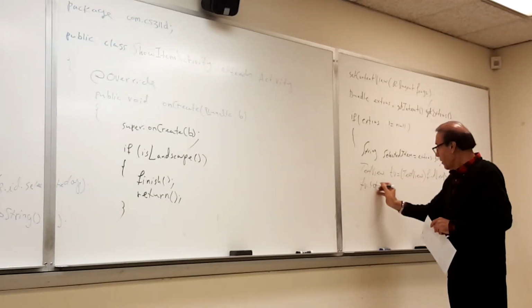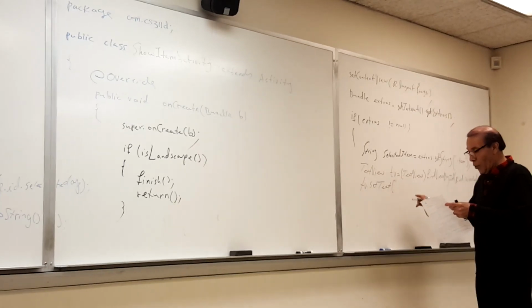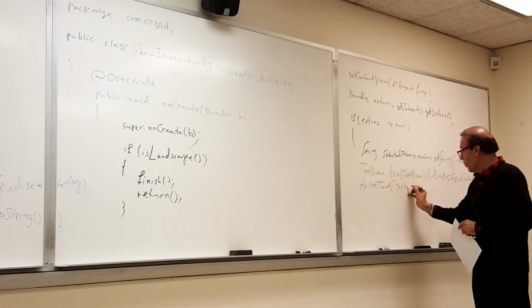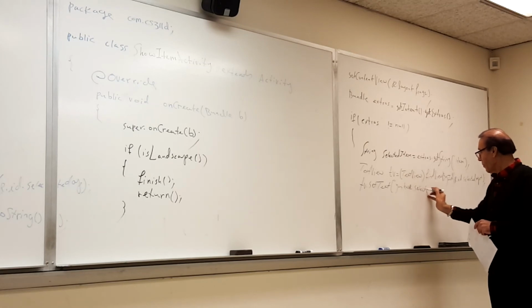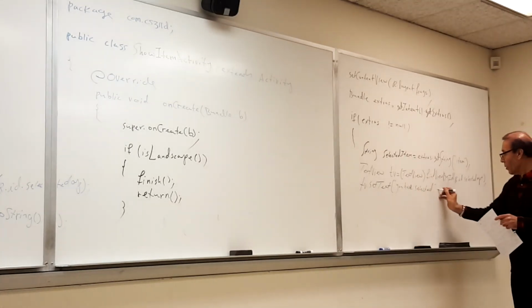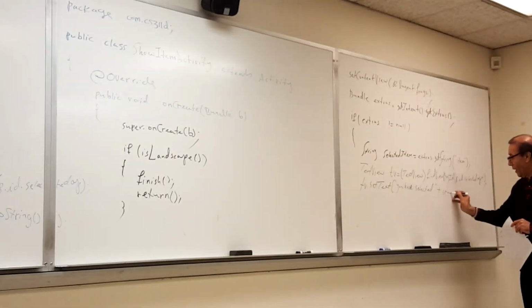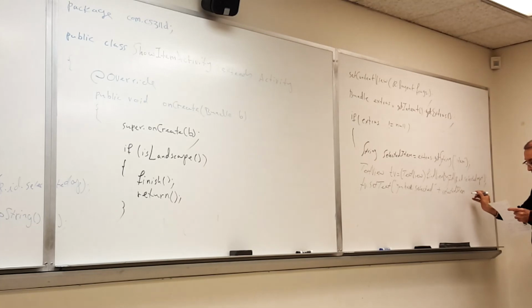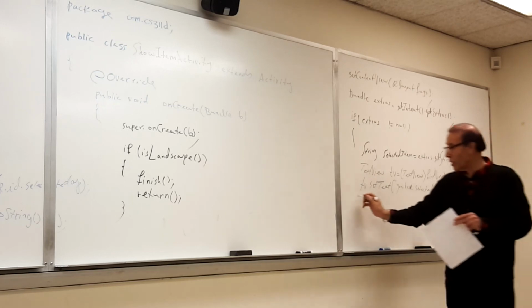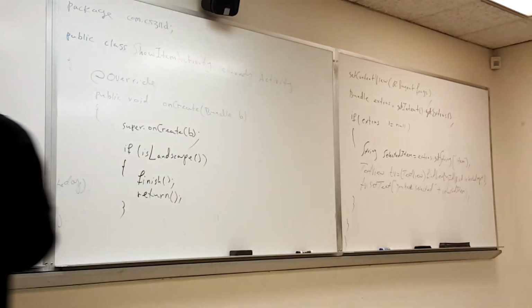TV.setText, "You have selected" plus selected item. The selected item variable is going to tell us what you have selected. We have already got selected item over there. And finished. Close this and close this.